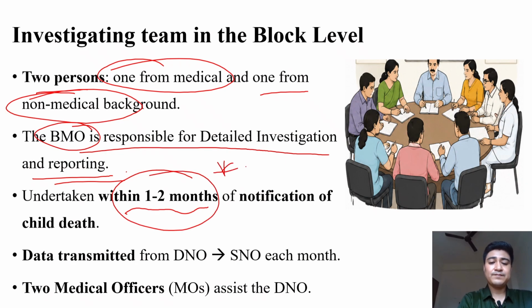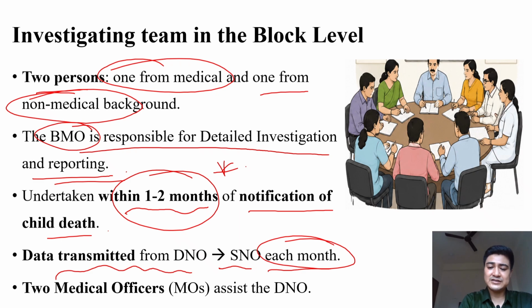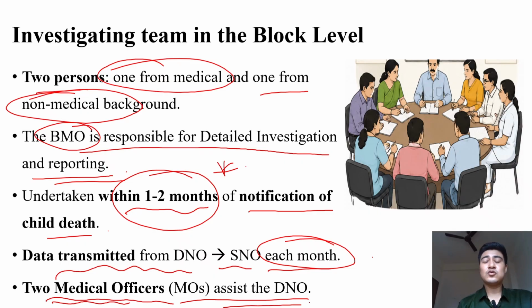It is important to remember, 1 to 2 months of notifying the child death to the district level. After a detailed investigation at the block level, the report is summarized, compiled, and sent to the district level. Subsequently, the data is transmitted from the district to the state nodal officer each month. To assist the district nodal officer, there are two medical officers again to go through the review process done at the block level.